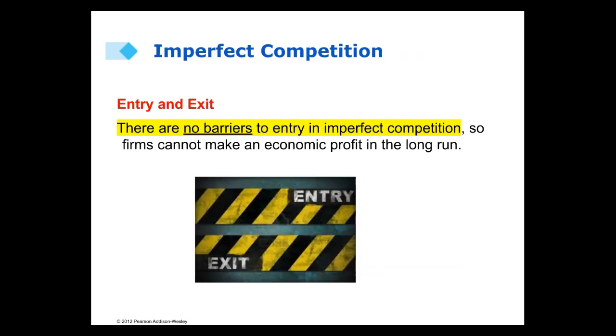Now, in imperfect competition, there are no barriers to entry or exit. This is the same situation that you have in perfect competition. Firms cannot make an economic profit in the long run as a result of this. So this is very important. In imperfect competition, there's no barriers to entry and exit. And as a result, firms do not make an economic profit in the long run.